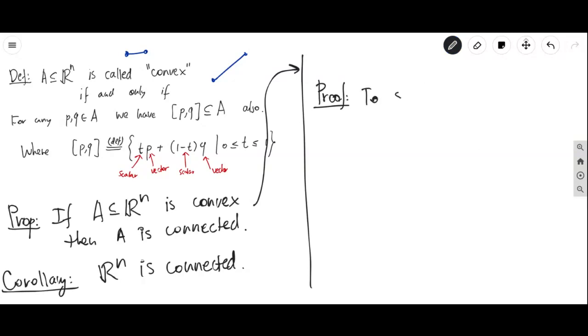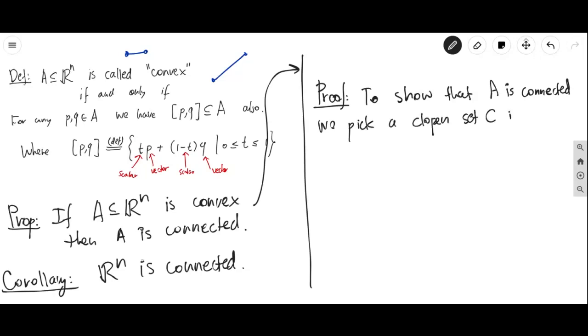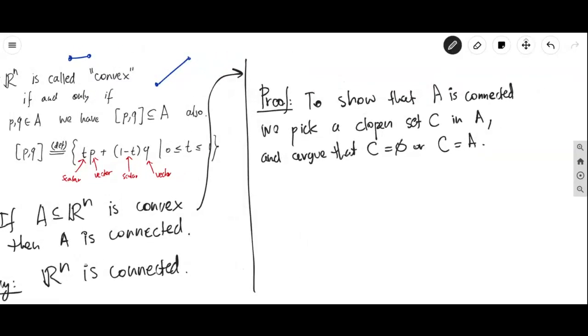So to show that A is connected, we pick a clopen subset C of A, and argue that C has to be empty or C has to be A, and there's nothing else. That's the definition of being connected. So here's the way we're going to do this. Assume C is not empty and C is not A. And we're going to derive a contradiction.